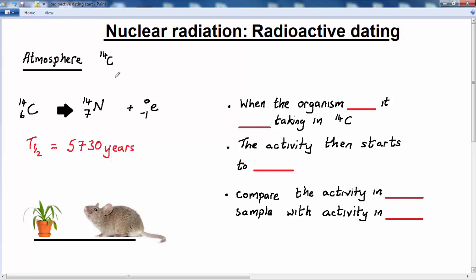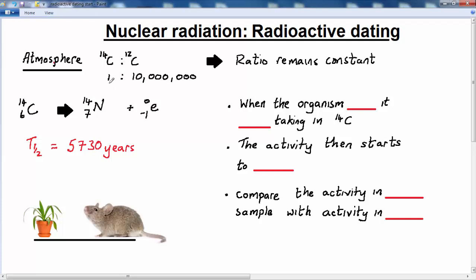So before we go on to talk about the plant and the mouse here, we've got to make a very important point about carbon-14 with respect to the atmosphere, and it is this, that the ratio of carbon-14 to normal carbon-12 is very small. It's approximately 1 to 10 million. So for every 10 million atoms of carbon-12, there is one atom of carbon-14. And what is important here is this assumption that the ratio of carbon-14 to carbon-12 remains constant. It has always remained at this 1 to 10 million. So how does radioactive carbon dating work?